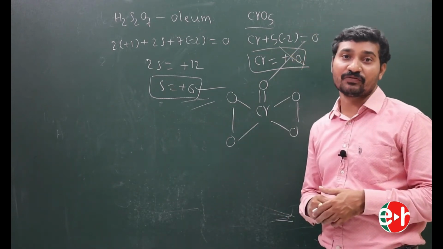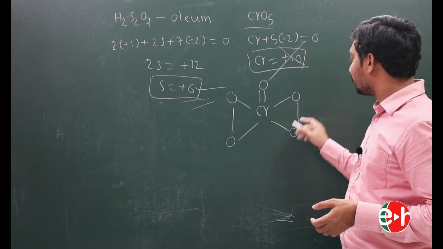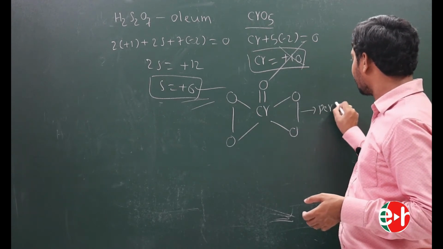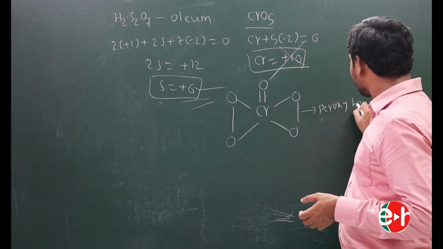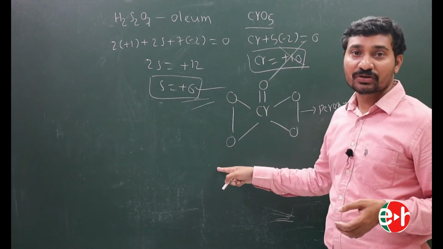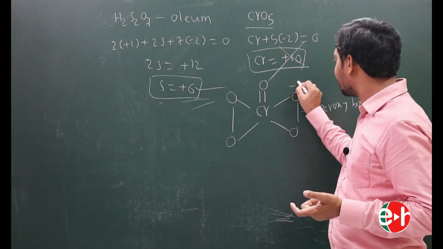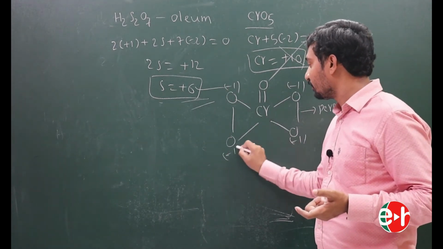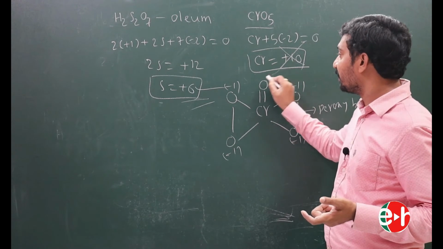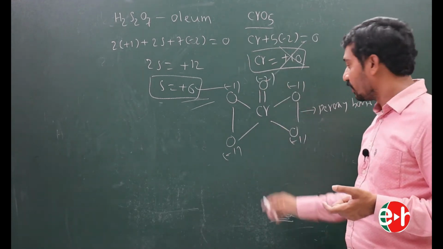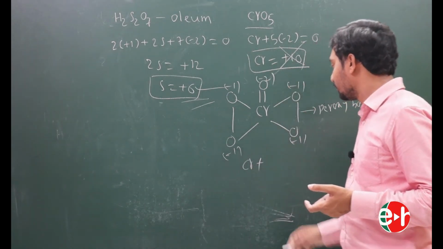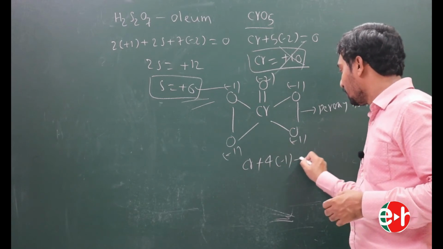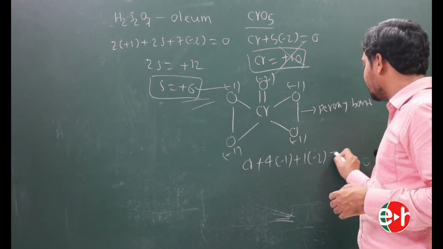CrO5. This is the structure of CrO5. If you observe this one, peroxy linkage, peroxy bond. This is also a peroxy bond. So in peroxides, oxygen oxidation state is -1, -1, -1, -1. Here oxygen oxidation state -2. Now you calculate: Cr plus 4 oxygens at -1 plus 1 oxygen at -2 is equal to 0.